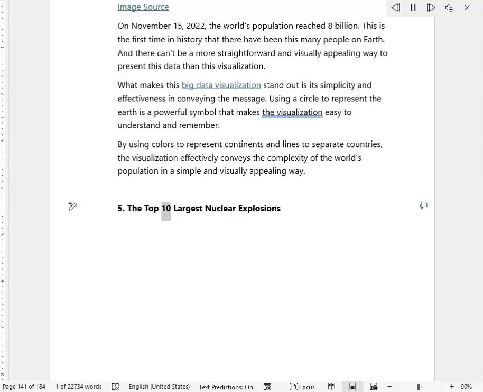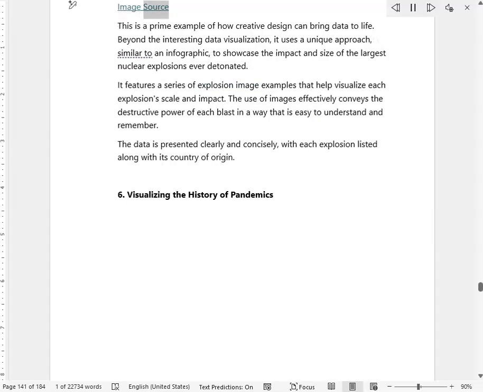5. The top 10 largest nuclear explosions. Image source. This is a prime example of how creative design can bring data to life. Beyond the interesting data visualization, it uses a unique approach, similar to an infographic, to showcase the impact and size of the largest nuclear explosions ever detonated.